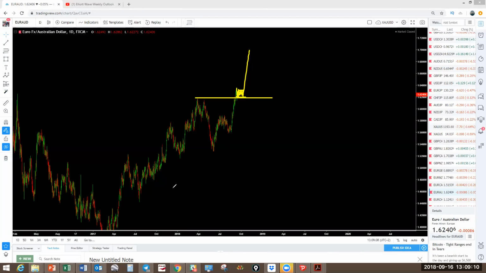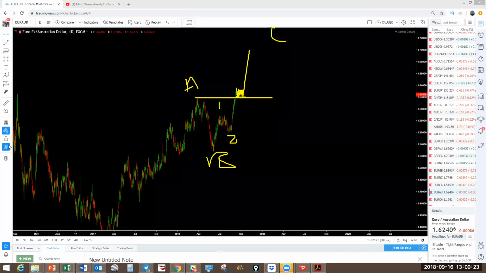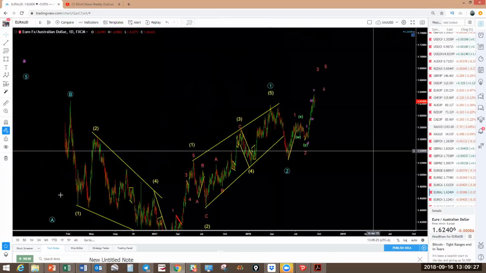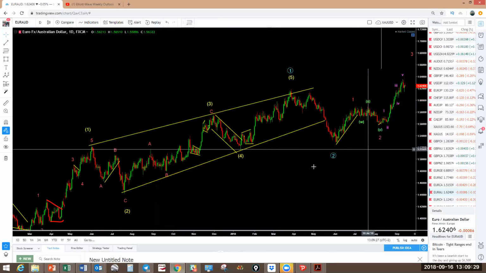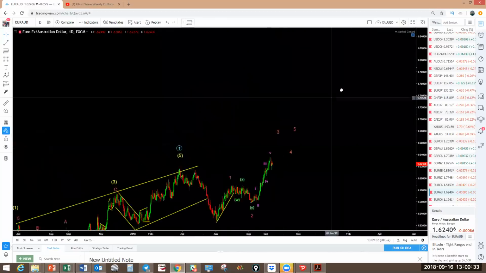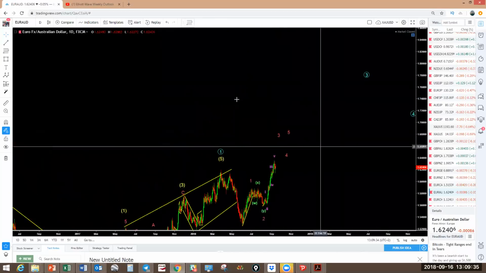If you look at this here, we've got this as an A, as a B, and we are looking for another C. So this could be a 1, 2. We're looking for 3 going up. Why is this an A? Because this is a textbook diagonal. If we show you the labelings there, you'll see how clear this is. You've got a textbook ending diagonal, so this could be a 1, 2, and we could be looking for further upside to go and complete that wave 3 on EURAUD.